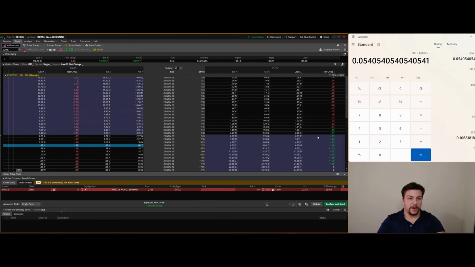That's how I execute a covered call. Instead of clicking the ask to buy a long call, I'm clicking the bid to sell a short call. And that's how I execute a covered call.